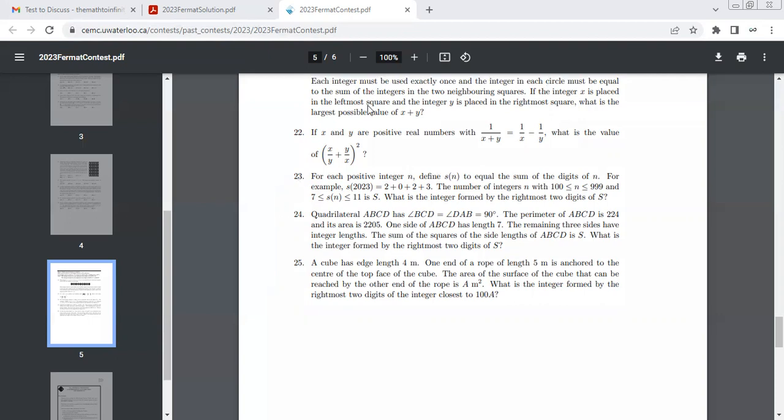Quadrilateral ABCD has angle BCD equals angle DAB equals 90. The perimeter of ABCD is 224 and the area is 2,205. One side of ABCD has length 7. The remaining 3 sides have integer lengths. The sum of the squares of the side lengths of ABCD is S. What is the integer formed by the rightmost 2 digits of S? The rightmost 2 digits of S. Okay.